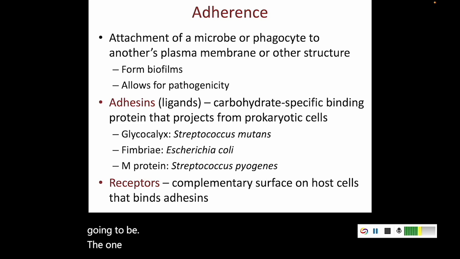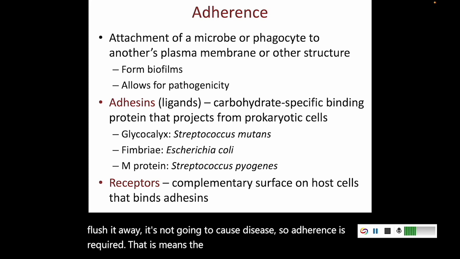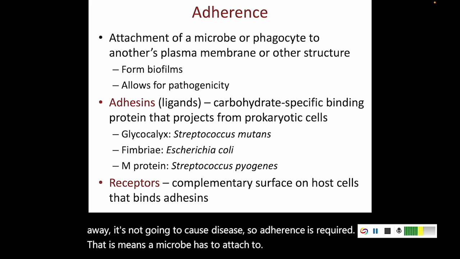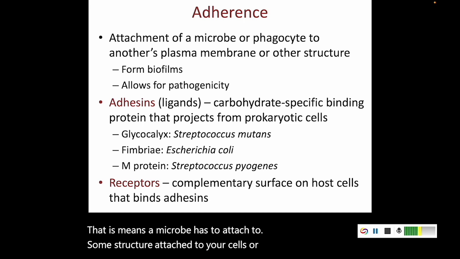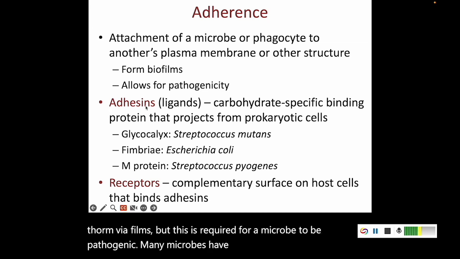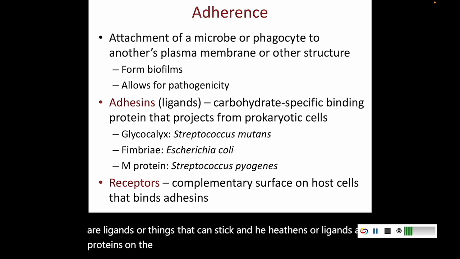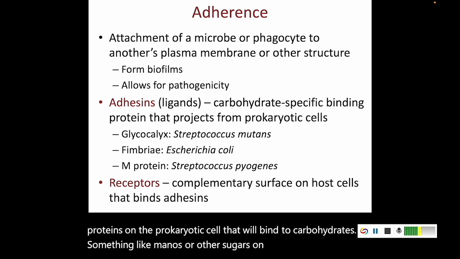Then when the microbe is in your body, if you just flush it away, it's not going to cause disease. So adherence is required. That means the microbe has to attach to some structure, attached to your cells or something else. They may form biofilms, but this is required for a microbe to be pathogenic. Many microbes have adhesins on them. Adhesins are ligands, or things that can stick. Adhesins or ligands are proteins on the prokaryotic cell that will bind to carbohydrates, something like mannose or other sugars, on the surface of our cells.